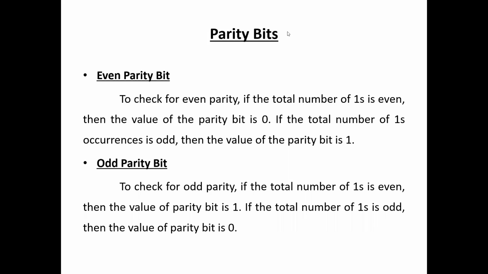1110 has 3 ones, and 3 ones means odd. That is an odd number of ones, so to get even parity, the value of the parity bit is 1. So there are even parity and odd parity. These parity bits are added to the data to detect the error.